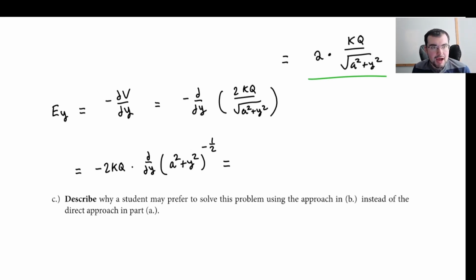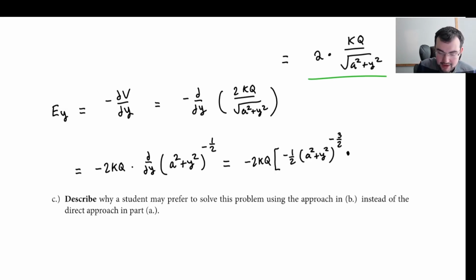So let's use the power rule and chain rule on this. So negative 2kq still lives out in front. And then the thing I differentiated, I bring down the negative 1/2 power. I decrease the power by 1. So subtracting 1 from 1/2 gets us negative 3/2. And then can't forget the chain rule. Got to multiply by the derivative of the quantity on the inside, which is 2y.